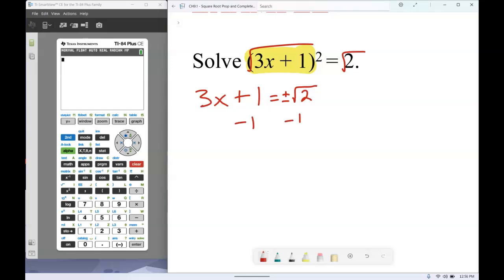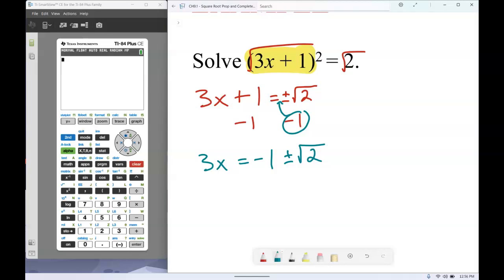Subtract 1. Now, just for clarity's sake, we want to keep that radical towards the end. So instead of taking plus minus root 2 minus 1, we're just going to put that negative 1 in front. So we'll have 3x equals negative 1 plus and minus the square root of 2. That way there's still plenty of clarity. We want to try and keep the radical at the end of the expression. Subtracting 1, having a negative 1, it's accomplishing the same thing.